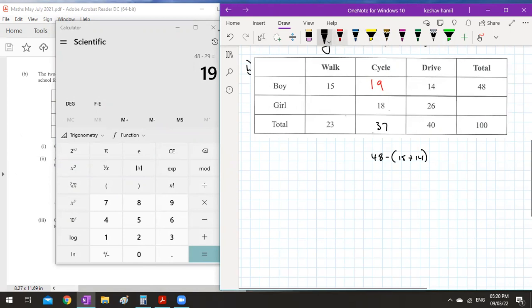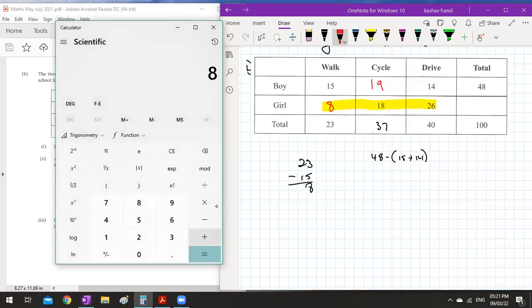Coming down this way as well, the total should have been 23. So 23 minus 15, this is 8. So here's 8. And then summing this way will give us this last answer. So 8 and 18 and 26. 8 plus 18 plus 26 is 52.